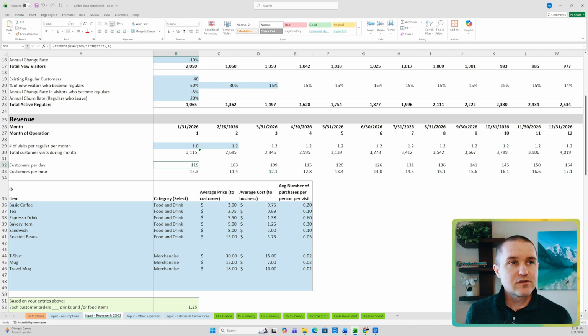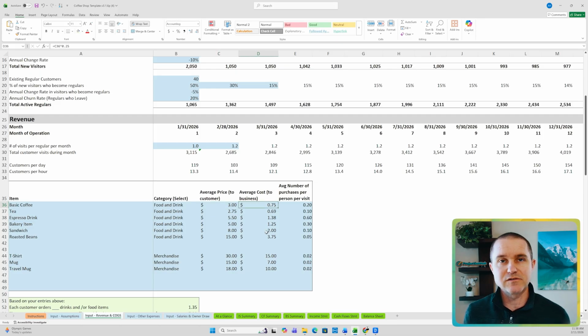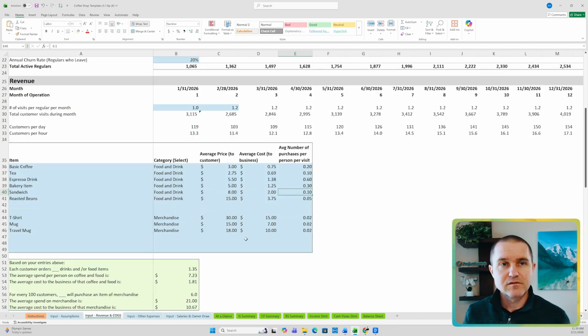Once we have our number of customer visits a month, we ask what those customers are going to buy. Here are our different menu options, here are our prices, and here are our costs. So we've got a $3 basic coffee that costs us 75 cents. For the average number of purchases per visit, we're saying 0.2, or 20%, so basically 20% of these visitors are going to purchase a coffee. We're thinking 60% of our customers are going to purchase an espresso drink, and 10% are going to purchase a sandwich. That's how you would enter that in.